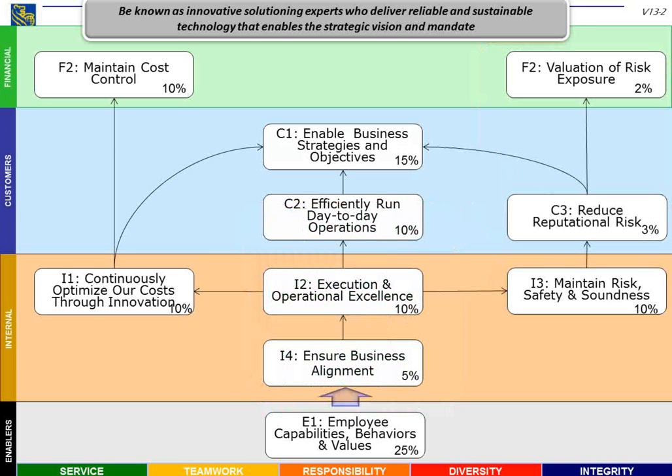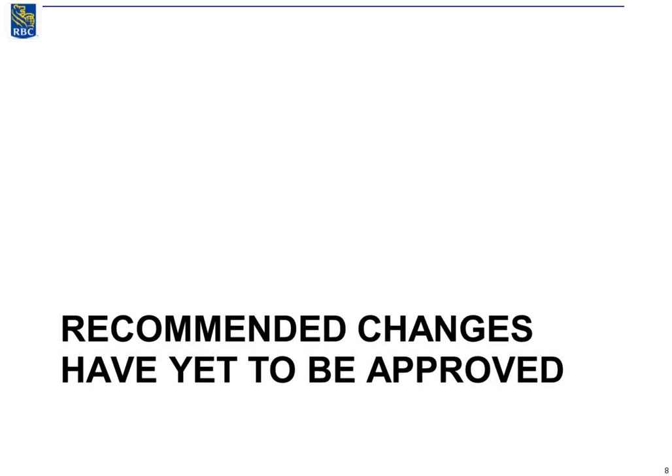So we end up with a strategy map that we're recommending that looks like this. Again, we have not changed any of the scope of the strategy. We've merely reclassified where we're going to be measuring and reporting the different performance areas. It's important to note that this has not been reviewed and approved by the SLT.